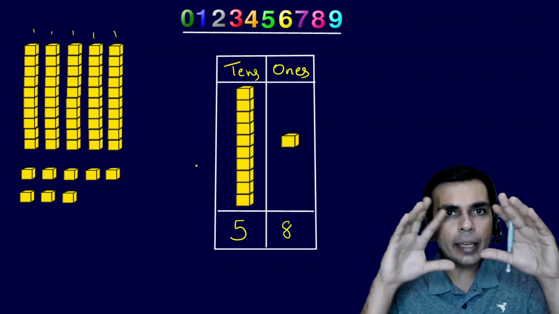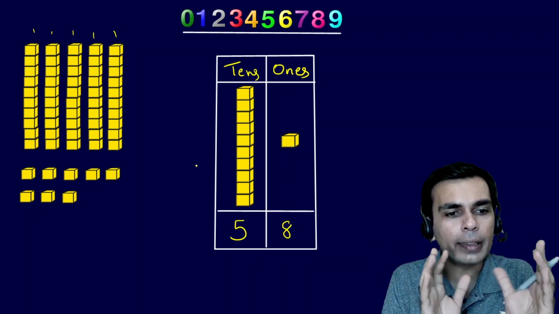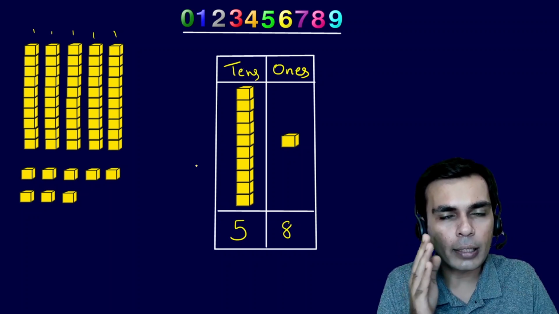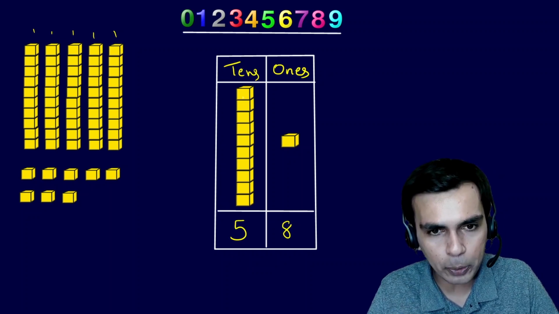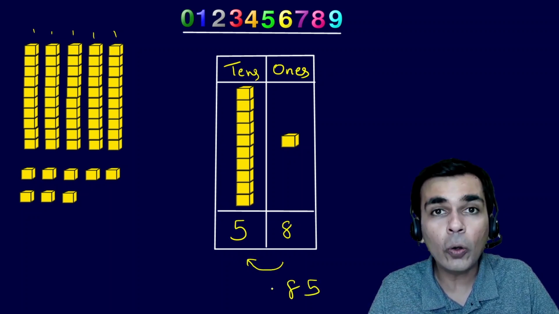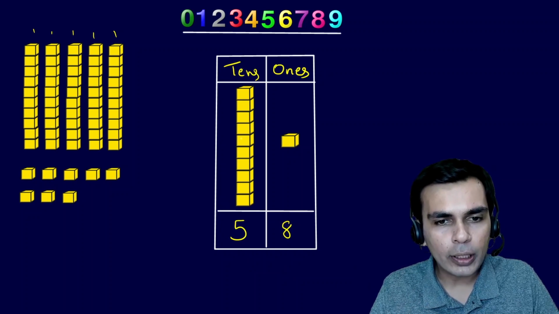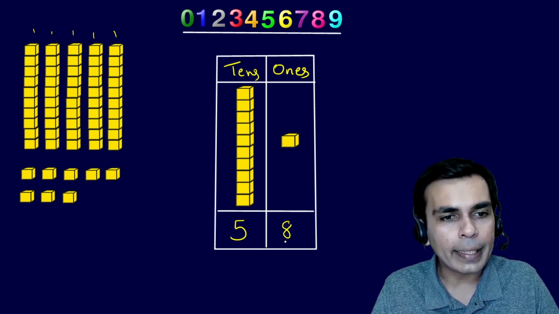So that entire set of blocks that we saw at the start, this is how we group them into tens and then count the ones. The second position, the tens position, is on the left side. Remember, you could say 8 and 5. No, that's not right. Remember, tens is on the left. We are moving from right to left. So the tens is 5 and the ones is 8.